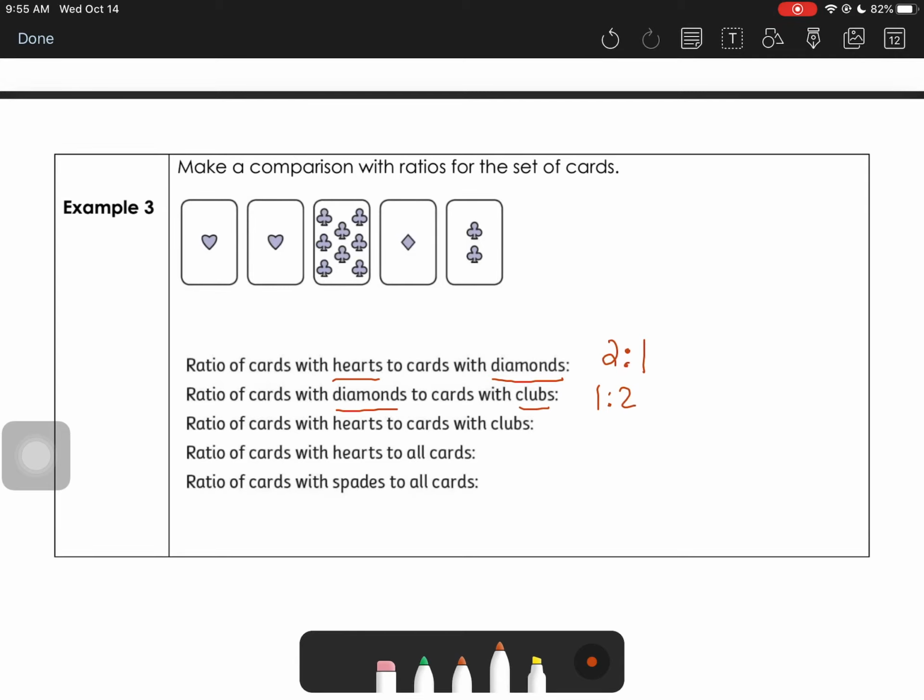Now we want to do hearts to clubs. We have 2 cards that have hearts and we have 2 cards that have clubs. Now we want to do hearts to all the cards. There are 2 cards with hearts and there's 5 total cards. Now we want to do spades to all the cards. There are no spades shown, but there are 5 cards total.